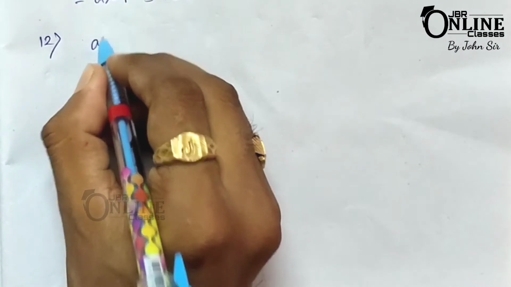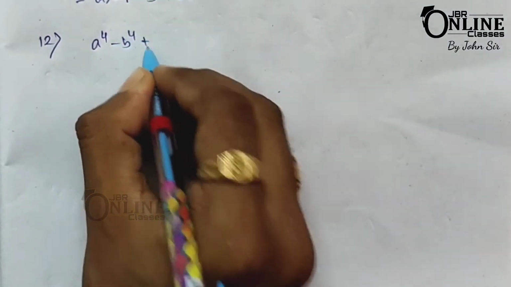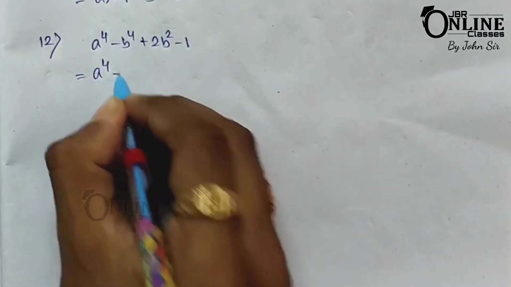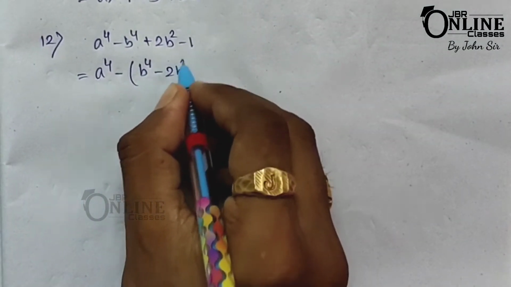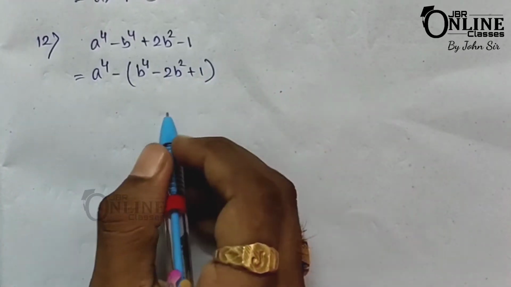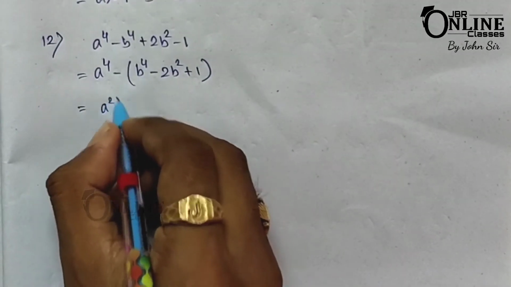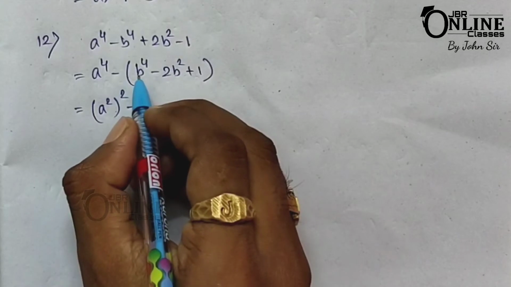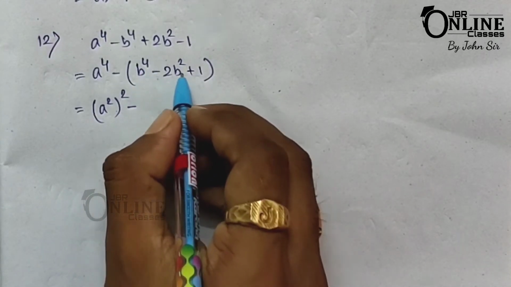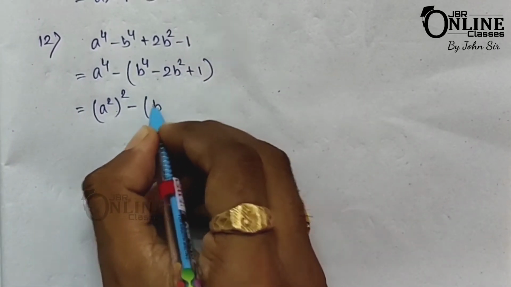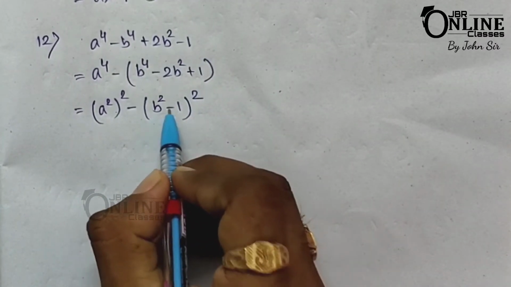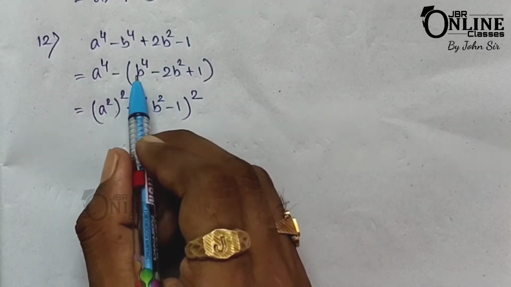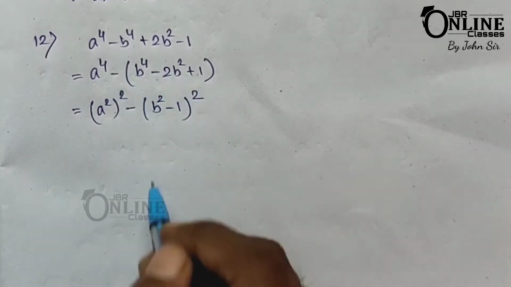Okay, now next sum number 12. In sum number 12, a to the power 4 minus b to the power 4 plus 2b square minus 1. So first write down a to the power 4, then minus will be common, then write down b to the power 4 minus 2b square plus 1. Okay, so a to the power 4 means a square whole square, and here b to the power 4 minus 2b square plus 1, that is the formula of b square minus 1 whole square. Okay, b square minus 1 whole square formula is b to the power 4 minus 2b square plus 1.